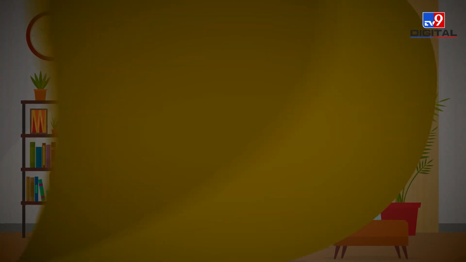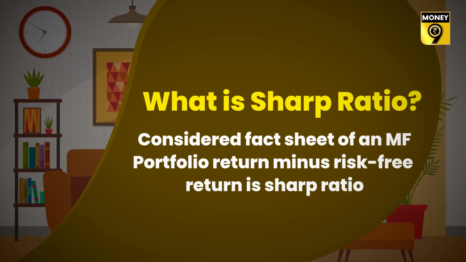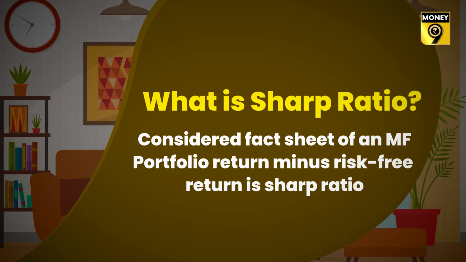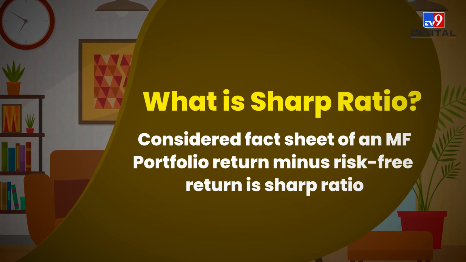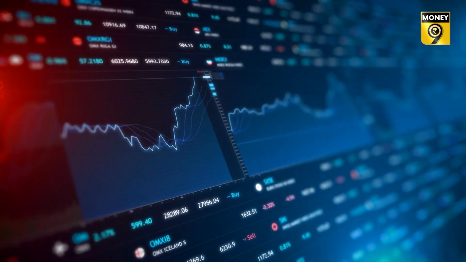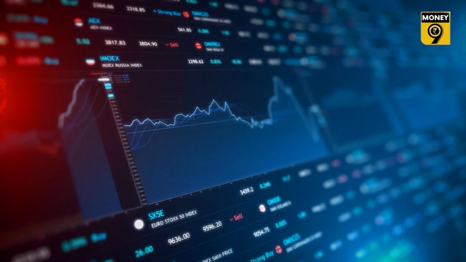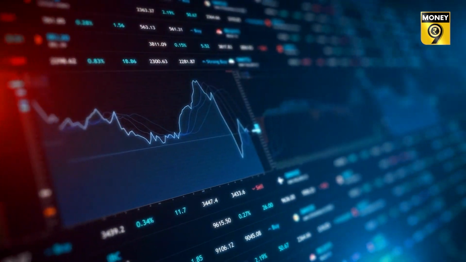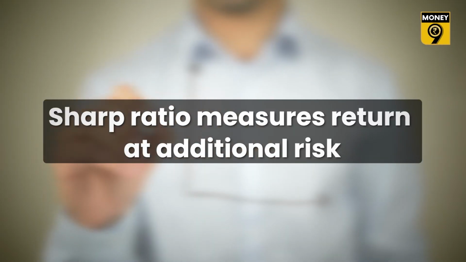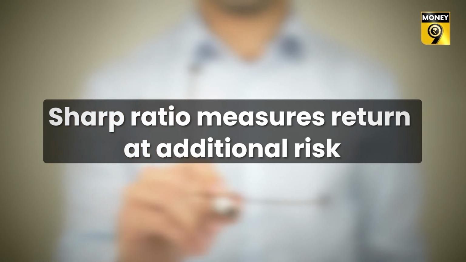Sharpe ratio. Sharpe ratio is considered the fact sheet of a mutual fund. Sharpe ratio is obtained by subtracting the risk-free return from the portfolio return. It is also called excess return, that is, additional return. The excess return is then divided by the standard deviation of the portfolio. That is, in simple words, it measures the excess return on every additional risk unit taken by an investor.